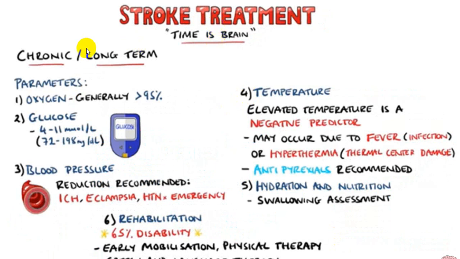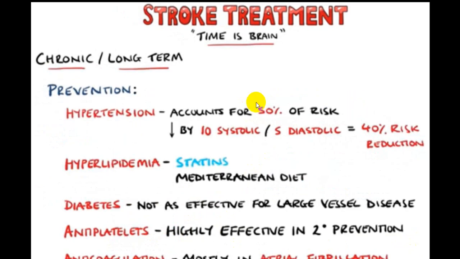In a chronic long-term case: stabilization, glucose monitoring, blood pressure control in case of intracranial hemorrhage, eclampsia, hypertension, hypertensive emergency, temperature control, hydration and nutrition, and then rehabilitation: early mobilization, physiotherapy, speech therapy, as well as occupational therapy. These are all the things which should be done.